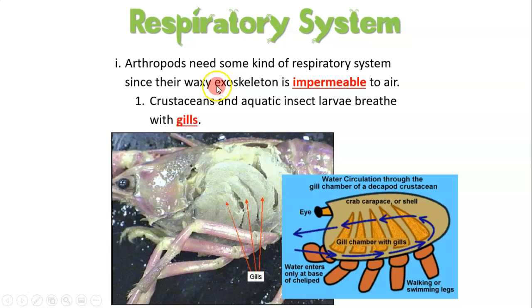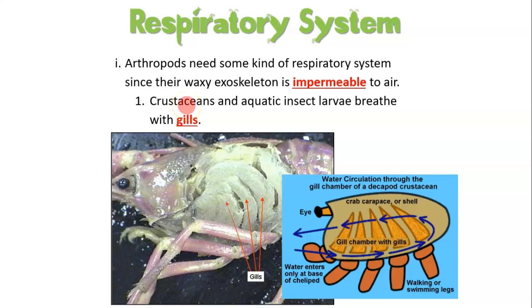Now, the respiratory system in arthropods. Like all animals, they need some way to exchange gases, carbon dioxide and oxygen. So arthropods need some kind of respiratory system since their waxy exoskeleton is impermeable to air. That means it blocks the air, so they can't breathe in and out through their exoskeleton.